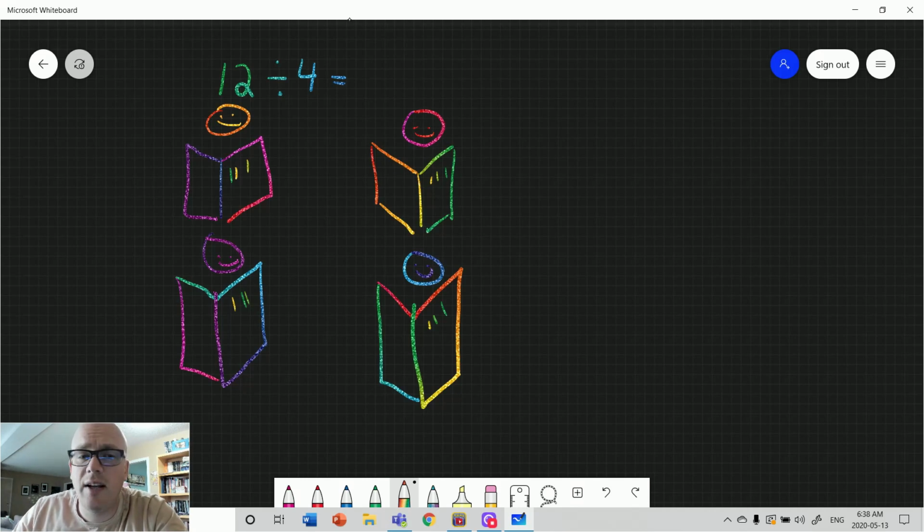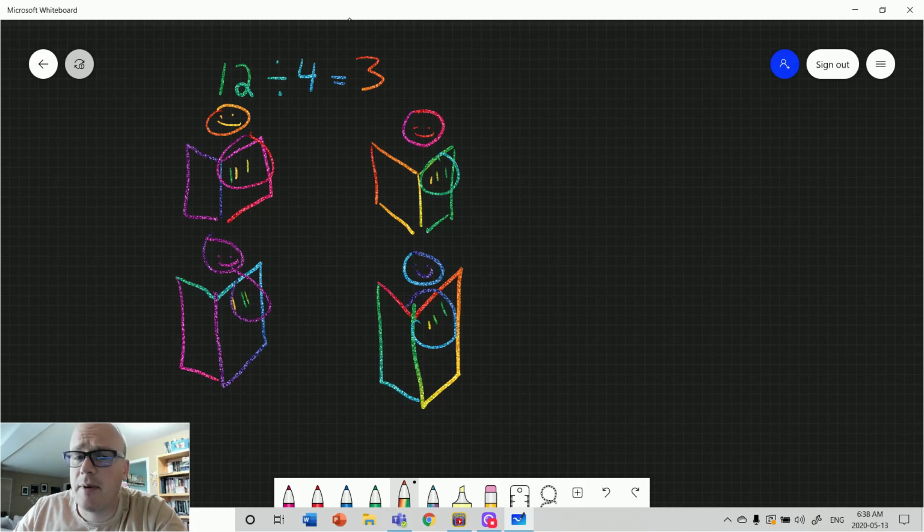We're dividing the reading between 4 people. 1, 2, 3, 4. And each of us needs to read a total of 3 pages. 12 divided by 4 equals 3.